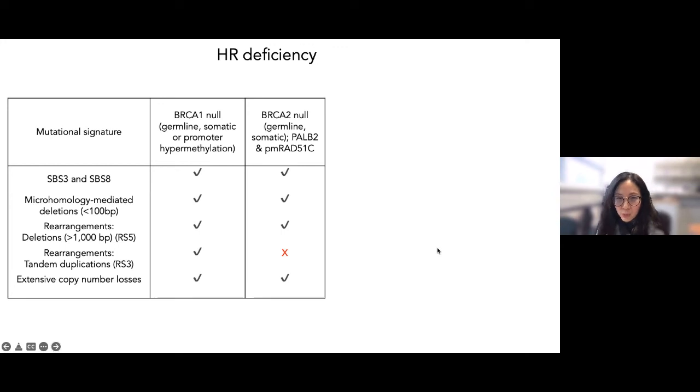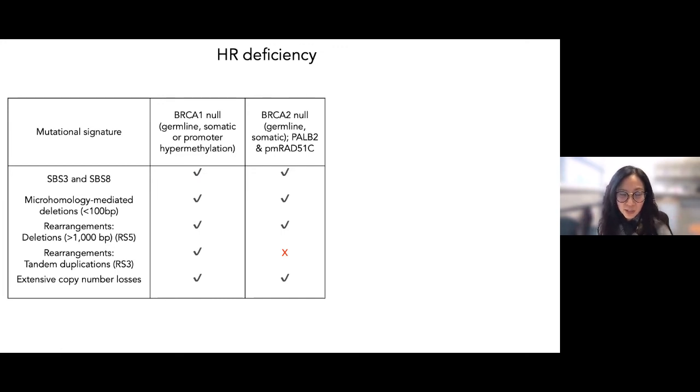But in a lot of my work, I've reported this, but I tend not to differentiate between them because currently there's no clinical indication to separate these two things. But in fact, it is possible to separate them. So I've given you the features, the other signature features that help you figure out whether something really does have HR deficiency or not.